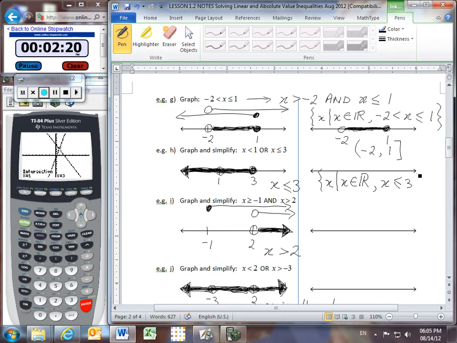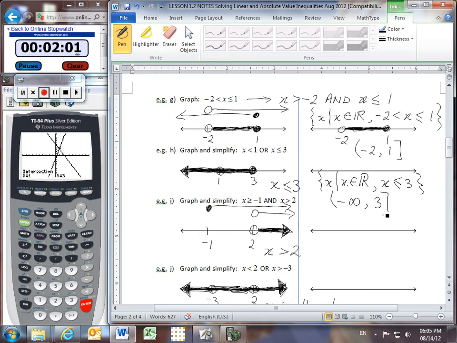In interval notation, I have the interval that goes everything from negative infinity, with a round parentheses, because it's an infinity, all the way up to 3, which is included. Anywhere that you put a closed circle, that's going to be a square bracket.